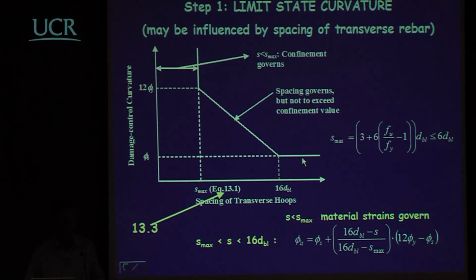Once we get past that, we're likely to get crushing of the concrete and buckling of the flexural reinforcement. And so we just provide a linear relationship between those two, which may be reasonable and may not be, but it's at least a reasonable estimate for using as an assessment tool. So in this region, we can just write an expression of this nature to determine what the limit state curvature would be for the damage control limit state.